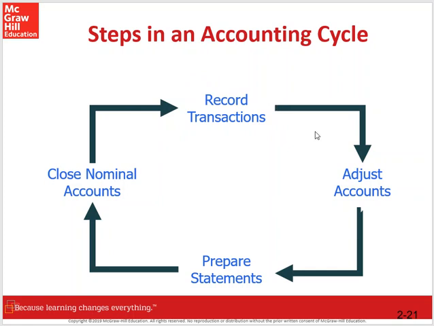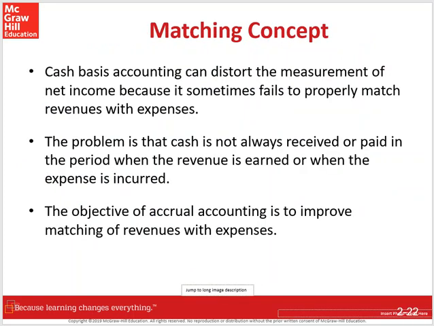So we record the transactions, we make the adjusting entries at the end of the period, we prepare the financial statements, we close out the temporary accounts, and we start it all over again. That's the accounting cycle.